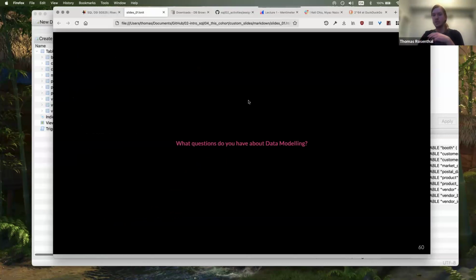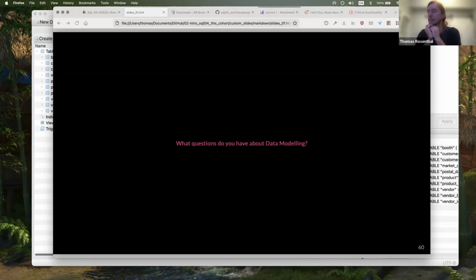All right. What questions do people have about data modeling? Let's see what I've missed in chat. The question was, is the primary key always on a table that's a one-to-many relationship, similarly to a foreign key on a table that's the many?